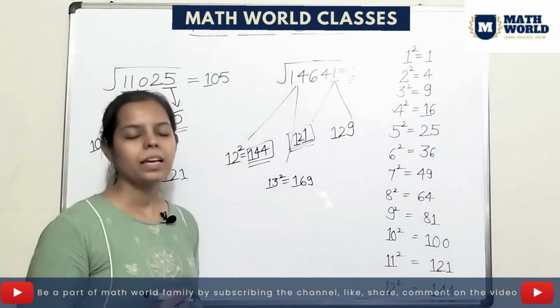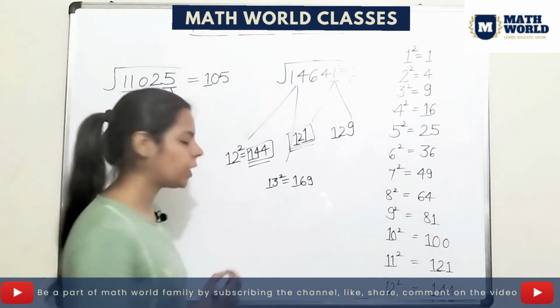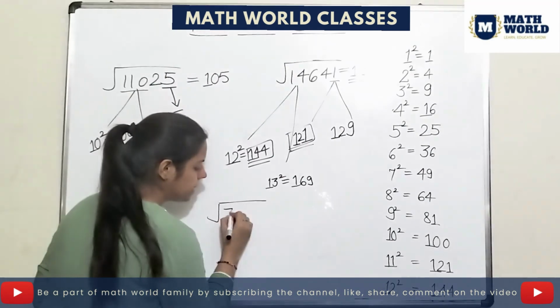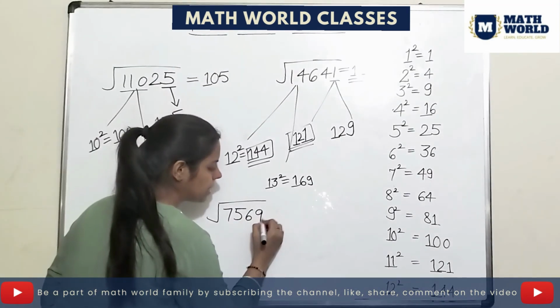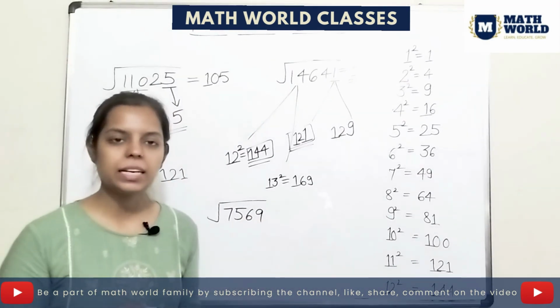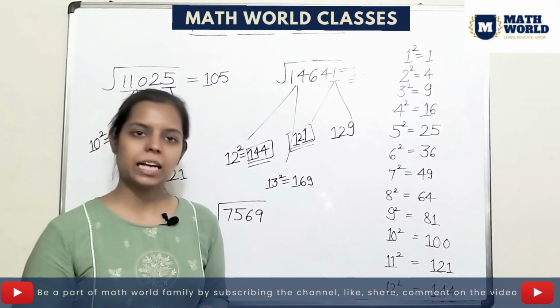So now you all have to find out the square root of 7569 with the same method, and do mention your answer in the comment section.